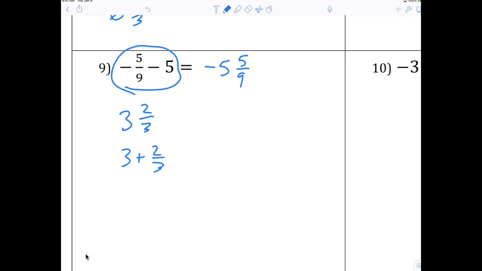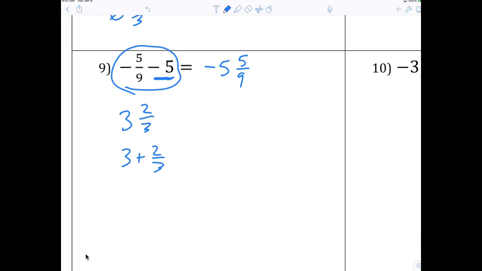Does that make sense? Who's not sure? Who needs me to explain it? You don't have 5 whole subs. You have negative 5 whole subs. What if I said you had negative 5 and negative 3? What would you do? Negative 5 and negative 3 would be what? Negative. That's the same concept. You're just adding them together. Negative 5 and negative 5/9 is negative 5 and 5/9.